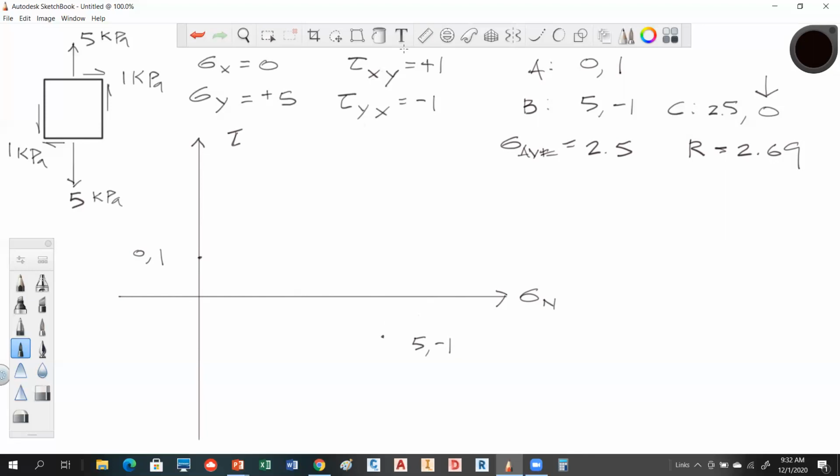Okay. So then when I connect those two points from here to here, that's the diameter of Mohr's circle. This point, if you scale it, what should the coordinates of this point be? Can anybody tell me?